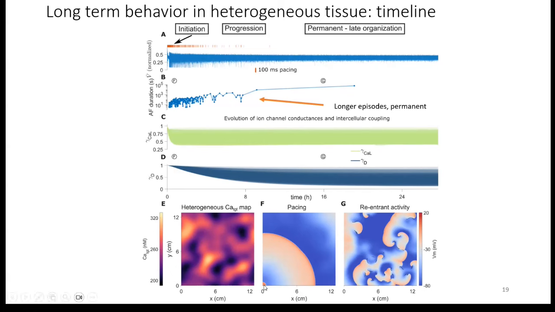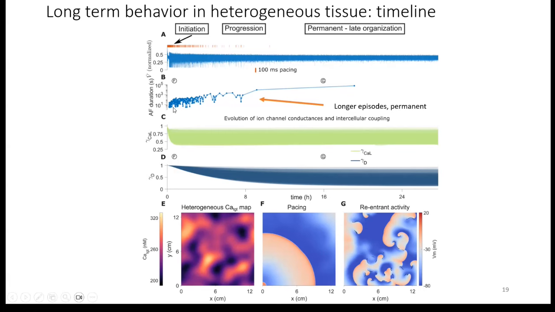So we're going to pace in the corner. And we're going to see that this causes reentrant activity on its own. So first of all, looking at the long-term behavior in this heterogeneous tissue, we're going to have a phase where the AF gets initiated. So the orange lines mark pacing episodes. So you see at first we pace it a lot and remodeling progresses. And then the pacing episodes become rarer and rarer. So as the algorithm works, if it senses continuous activity and reentrant waves, it stops pacing. It lets it be and evolve on its own.